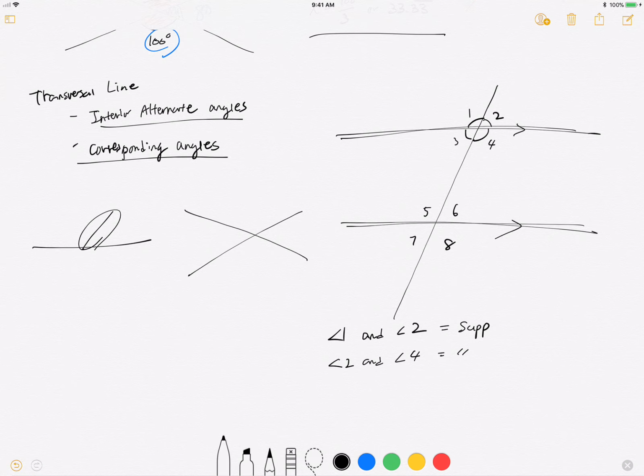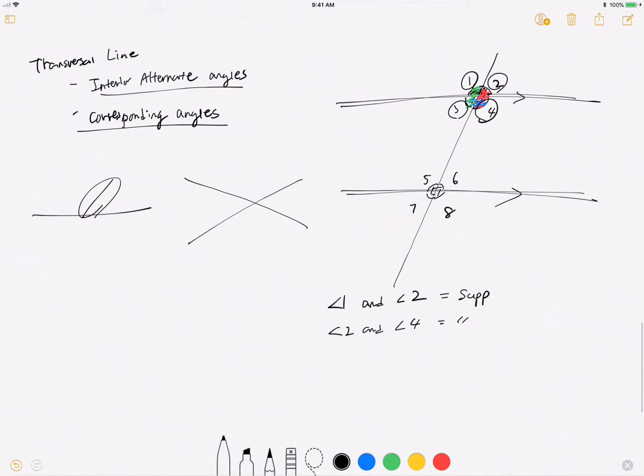There are literally 1, 2, 3, 4, 5, 6, 7, 8, a total of 8 supplementary pairs that you can create here. Like 1 and 2 together, 2 and 4 together, 3 and 4 together, and 1 and 3 together. There are a lot of supplementary angles that you can name. The same thing goes with your vertical angles. You can say 1 and 4 because they're facing each other, right? 2 and 3, they're facing each other. So angle 1 and angle 4 will be vertical angles. Angle 2 and angle 3 will be vertical angles, and so forth. That could be done down here as well.